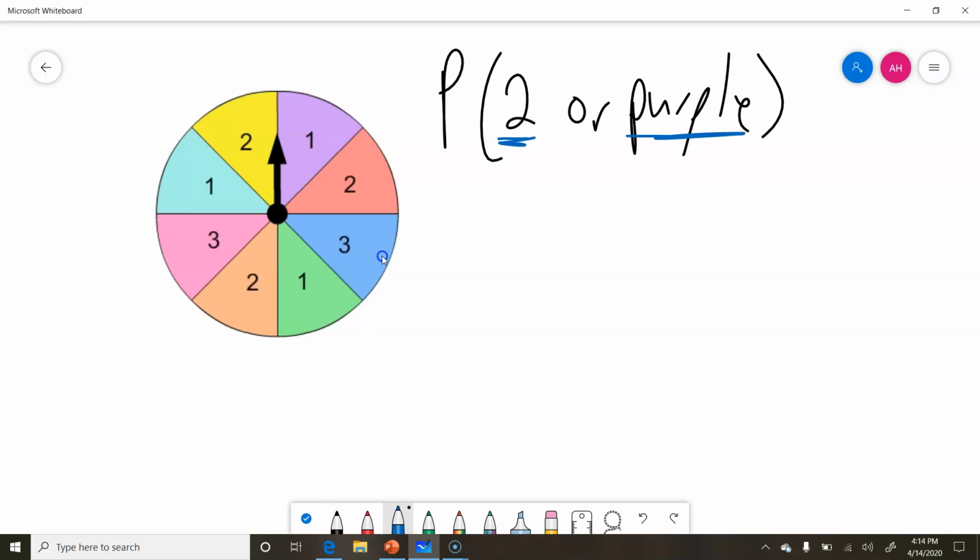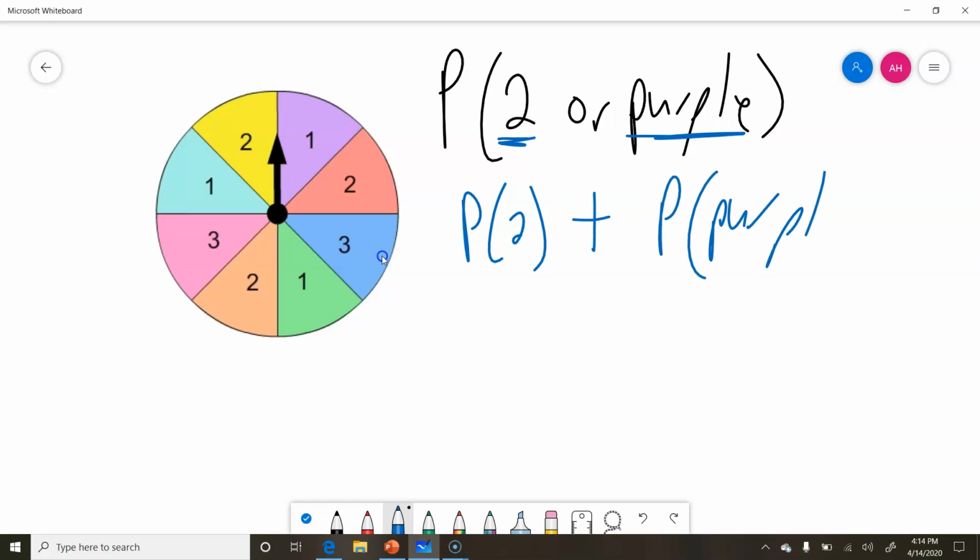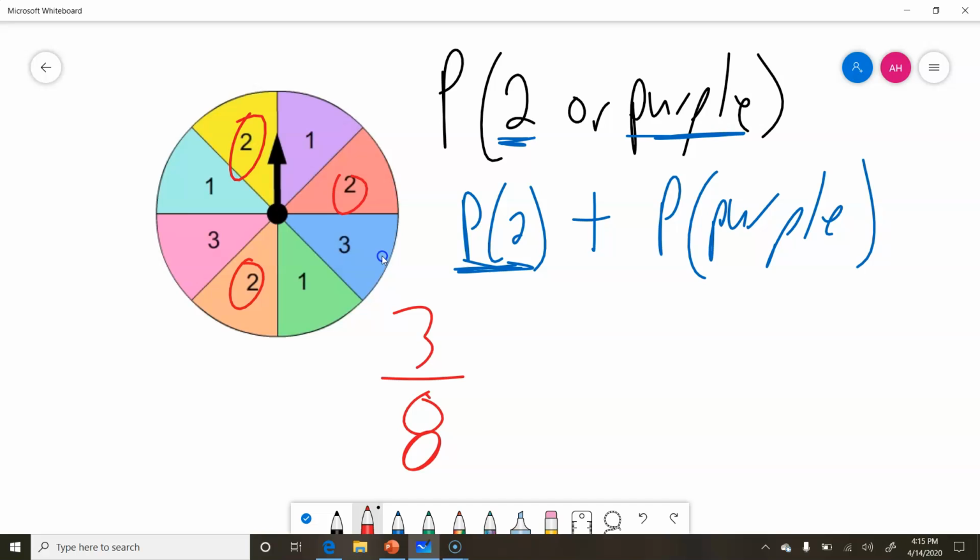So now all we do is add. We do the same thing. We basically solve each one individually. So we do P of 2 plus P of purple. We just do 2 problems and add them together. So what is the probability of 2? Well, that's 1, 2, 3, out of 8, right, out of the total.